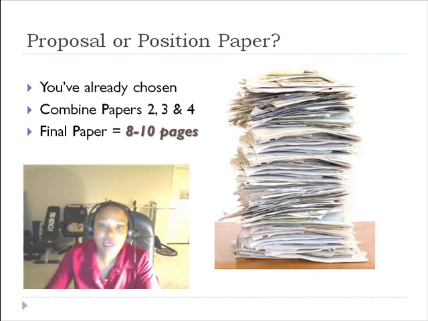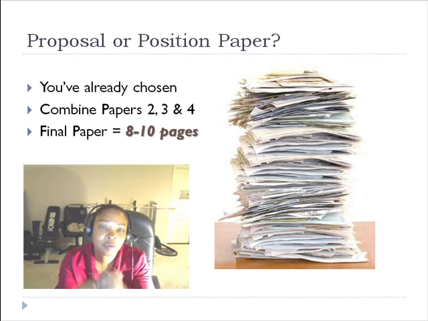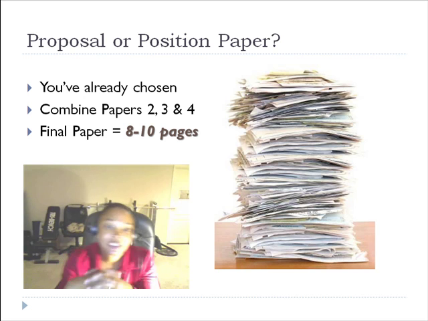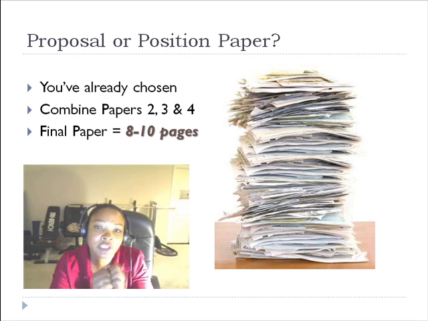Okay, so we know that we are writing either a position paper or a proposal paper, and you've already chosen this early on in the process, but you can always change which type of paper you're going to write. However, I don't recommend changing at this stage of the game. Basically, what you're going to do is combine papers 2, 3, and 4 into one paper, and you need to have anywhere between 8 to 10 pages.